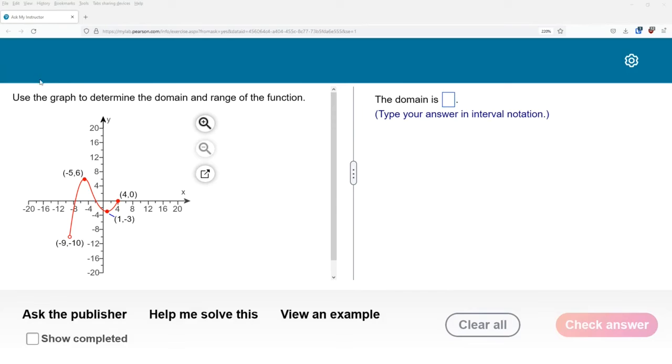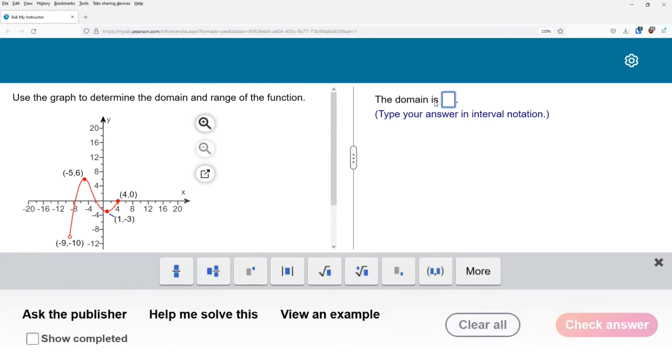So this is the question in my math lab, so I thought we would just go ahead and type the answer. So what we saw is that our domain started at -9 and went all the way until 4. We're using a parenthesis on the -9 because of this open circle. So I'm using my keyboard to type parenthesis and -9. Then I'll do a comma. And the domain continues until 4.